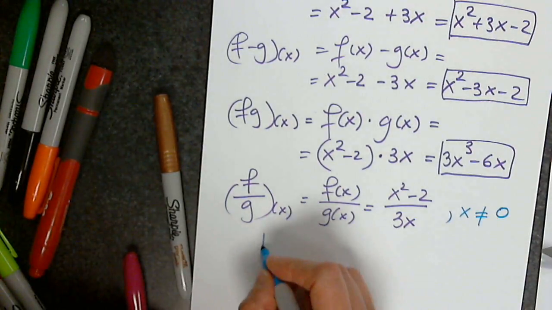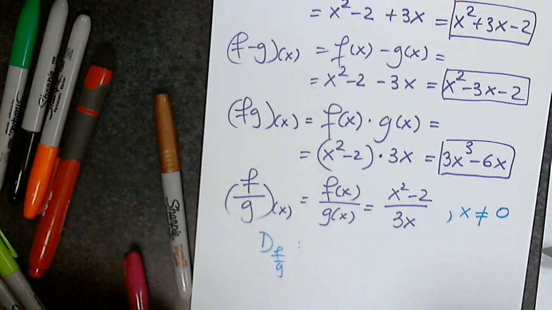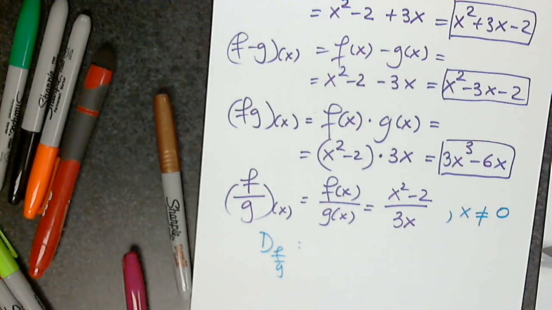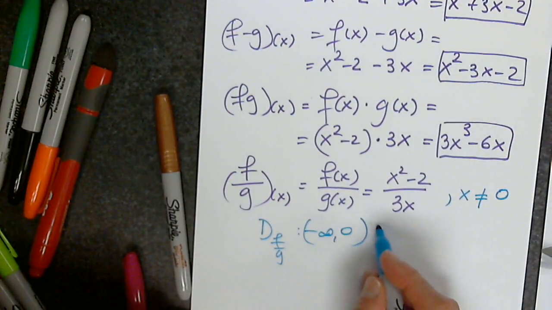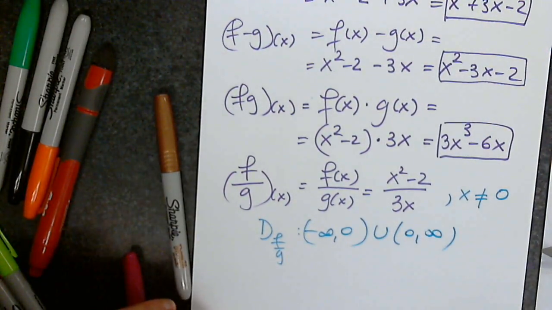Correct. So therefore, the domain of the ratio is not the common domain. What is it? Negative infinity to 0, and 0 to infinity. Yes.